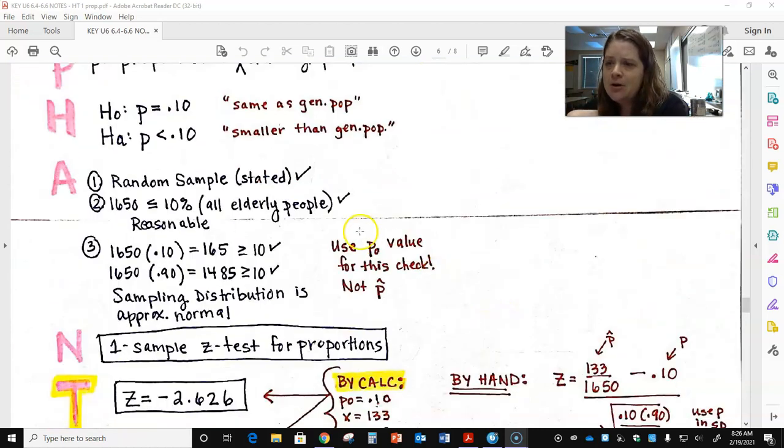I'm not going to use that number. I'm going to use this because if you know p, you should use p. So 10% of 1650 is 165. That's definitely greater than or equal to 10.